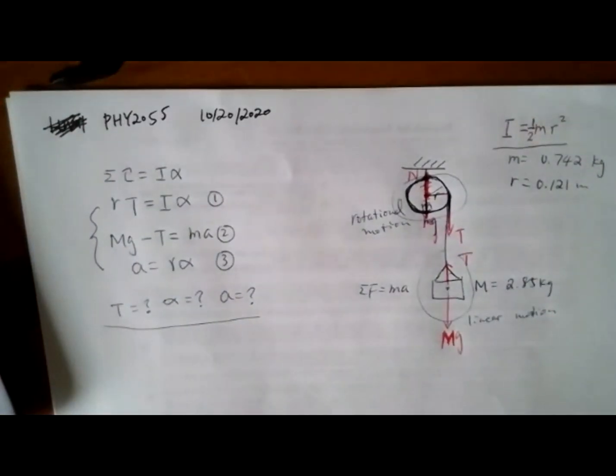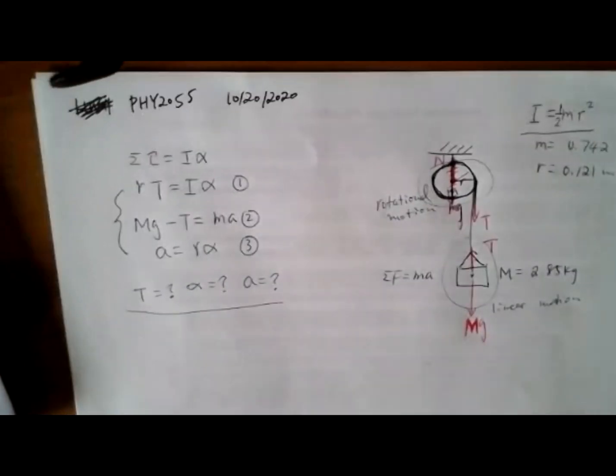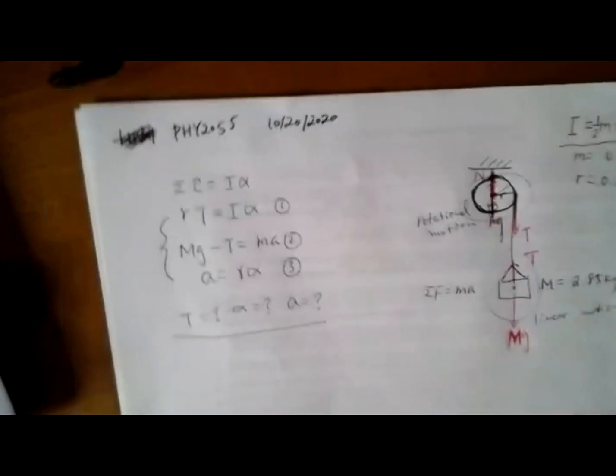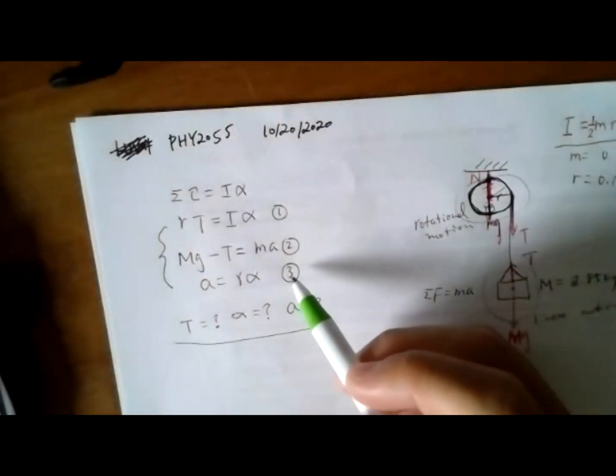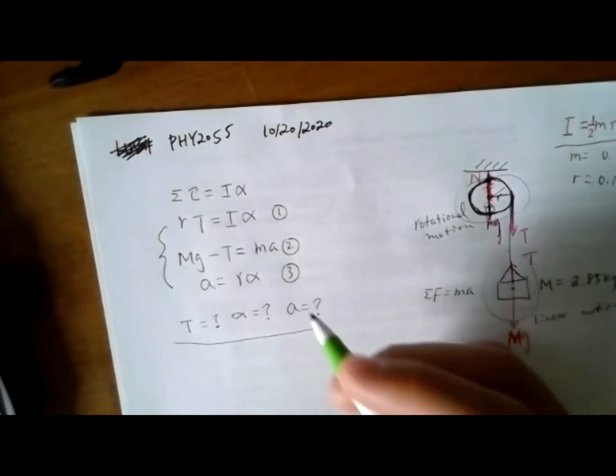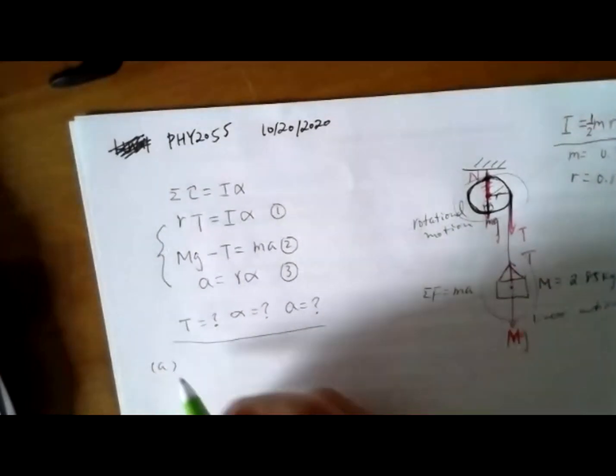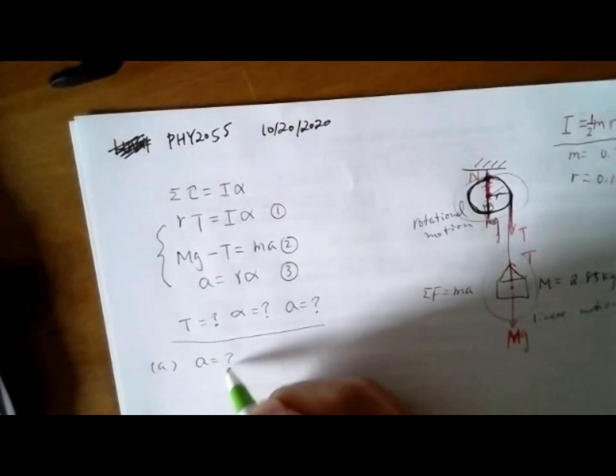All right, I think I saw a couple of responses. So let's take a look at the solutions together. We have three equations and three unknowns, so we should be able to solve them. Now, part A is asking us for the acceleration. So let's see if we can figure out the acceleration here.